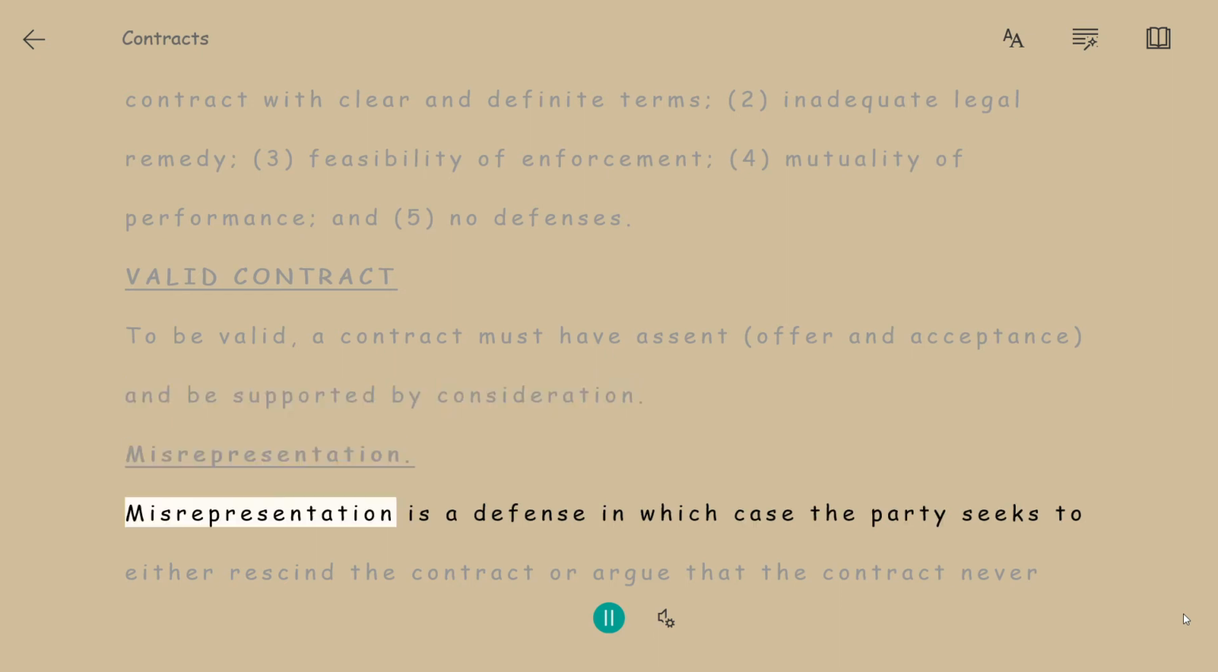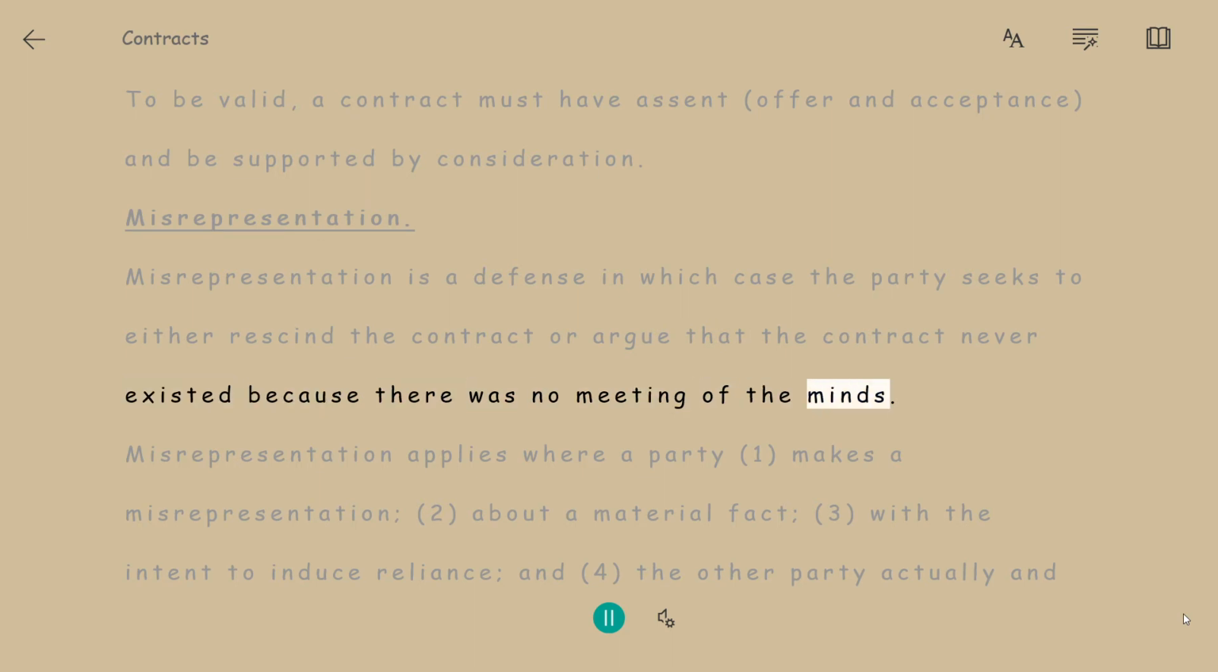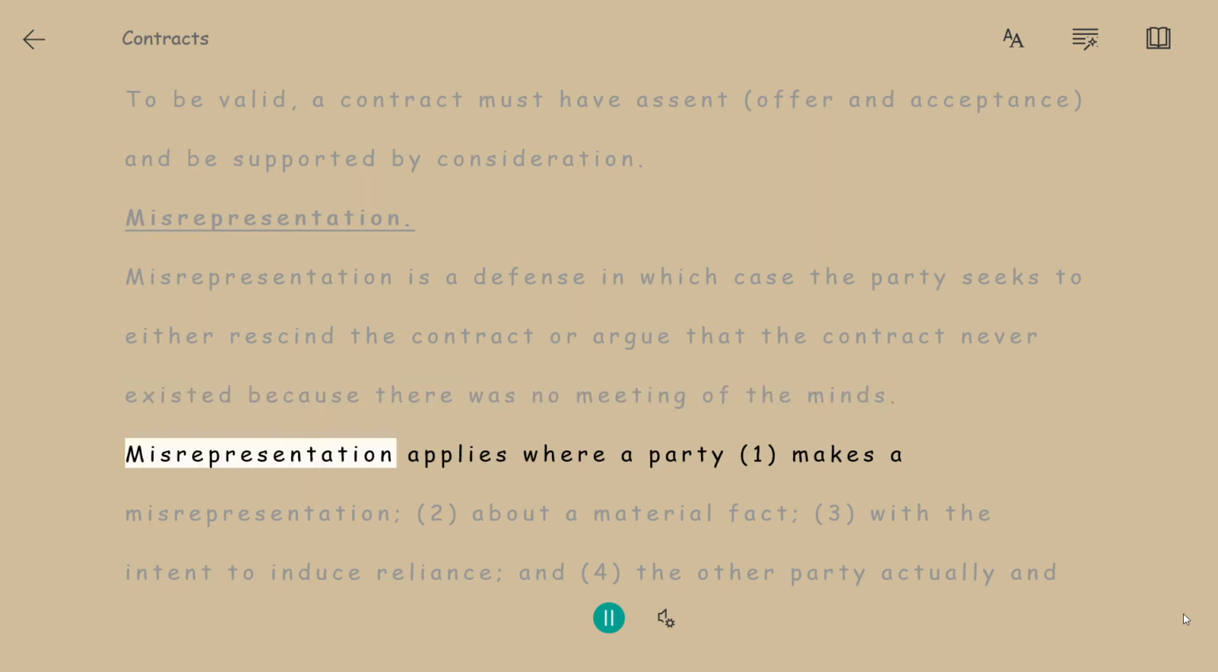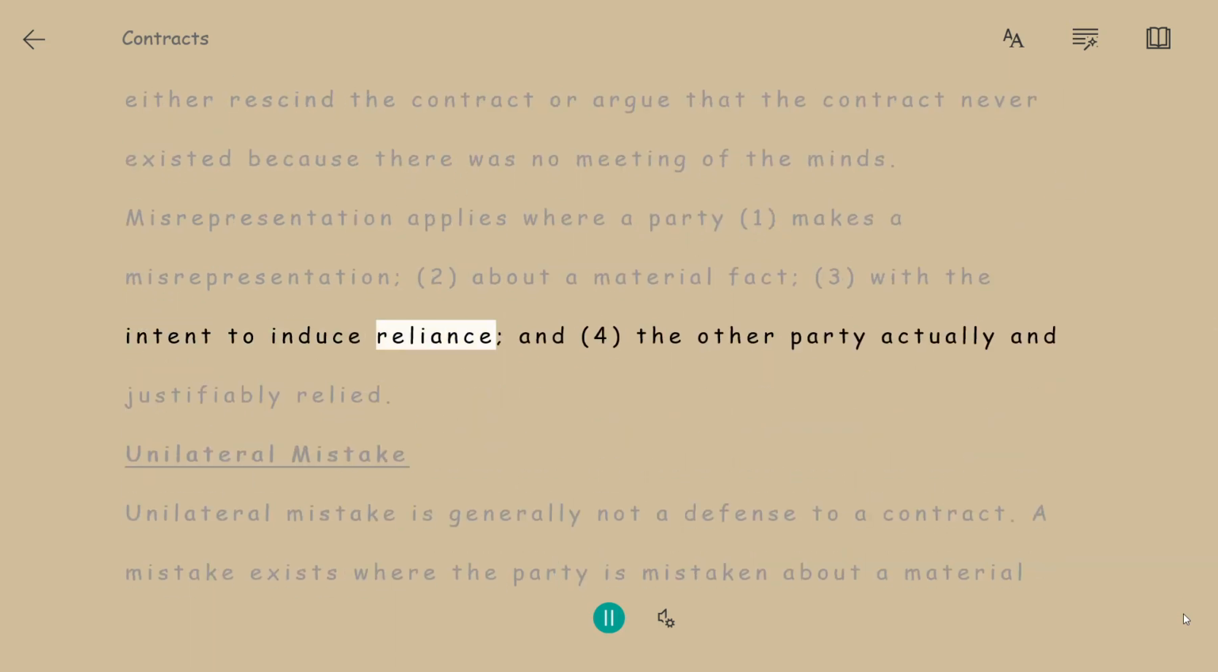Misrepresentation. Misrepresentation is a defense in which case the party seeks to either rescind the contract or argue that the contract never existed because there was no meeting of the minds. Misrepresentation applies where a party 1. Makes a misrepresentation, 2. About a material fact, 3. With the intent to induce reliance, and 4. The other party actually and justifiably relied.